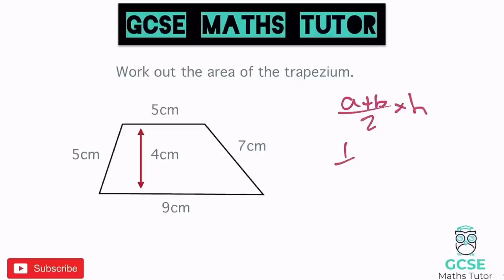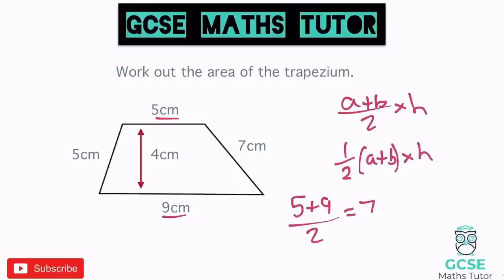You can say half a plus b, again times by the height. Now a and b are the parallel sides, which in this case is the 5 and the 9. So we add those together to start with. So 5 plus 9, we halve that. So 5 plus 9 is 14, half of it is 7. And then we times that by the height.